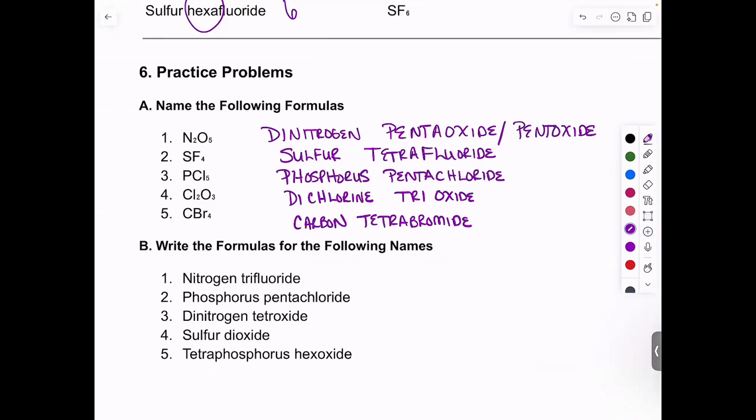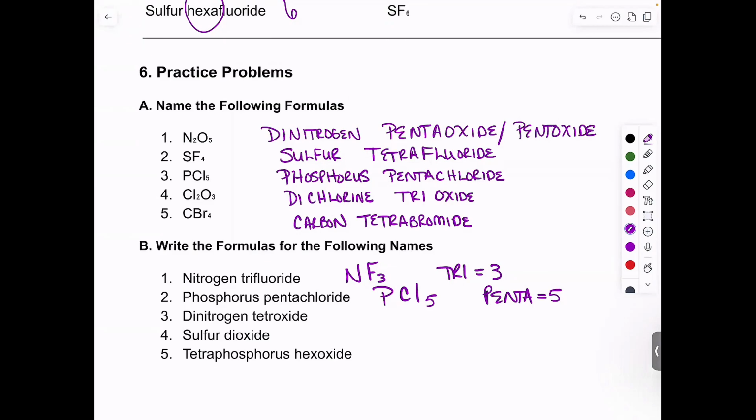So we have nitrogen single, right? N for nitrogen. We have trifluoride. So we know we have fluorine with 3. Tri for 3, right? Tri equals 3. Now we have phosphorus next. And that's one we've seen already. Penta. 5 for penta. I'll just write that here.